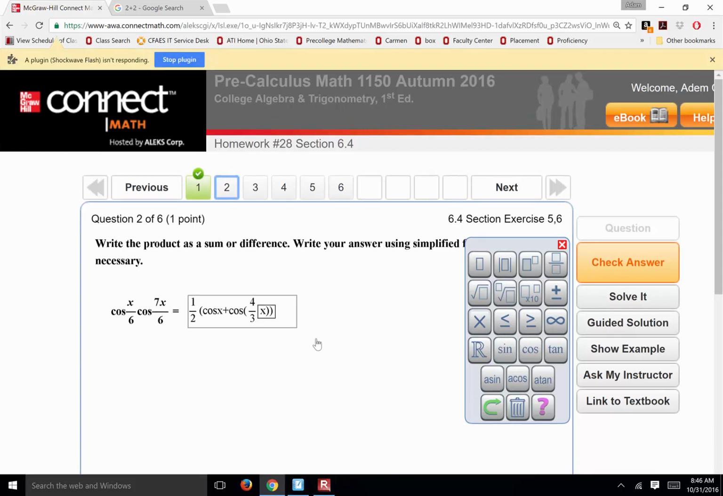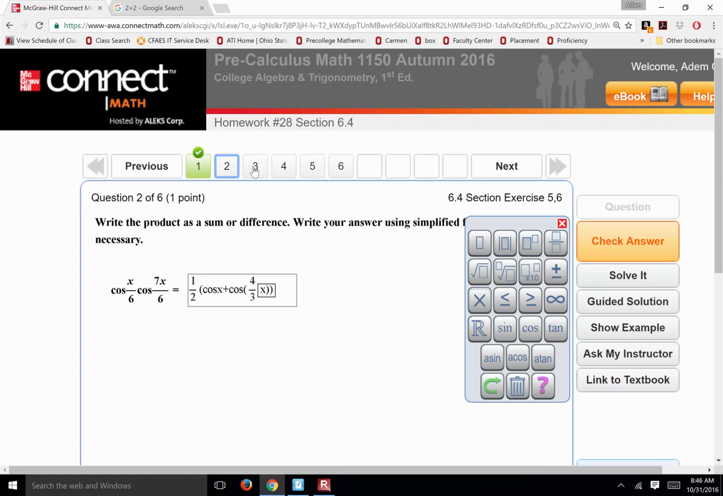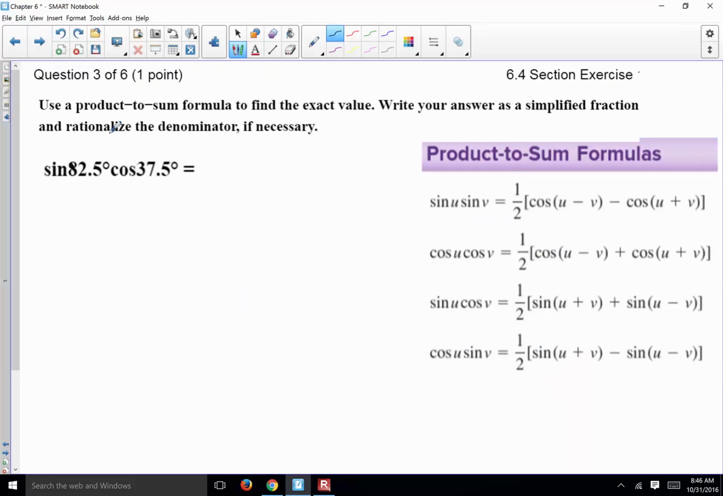Alright, there is something wrong with my plugin. I think I need to download and install Flash again. So I can't check this answer, but I believe it's right. You didn't complain about the answer, right?